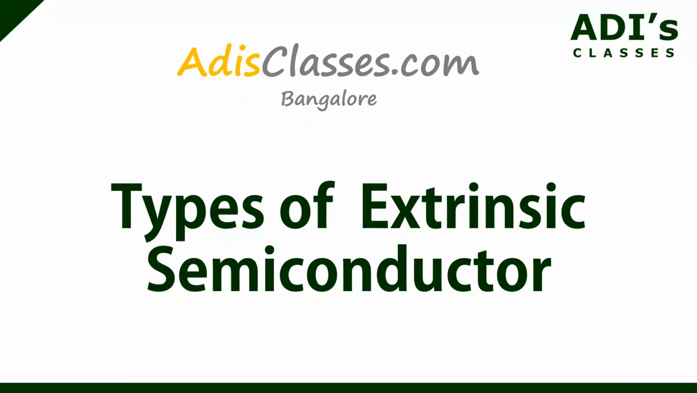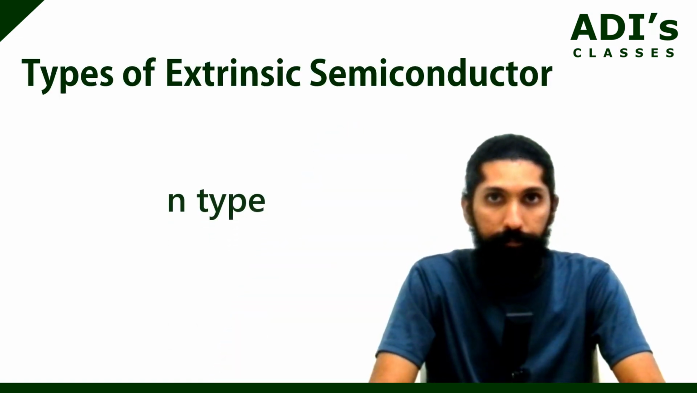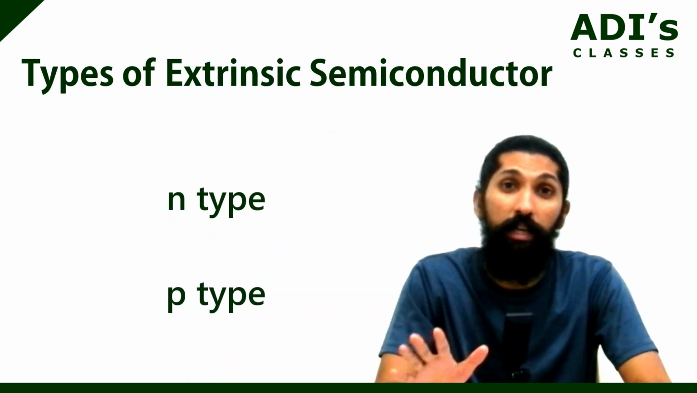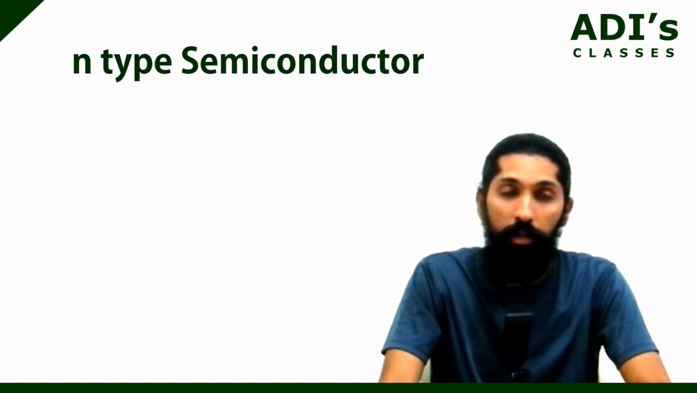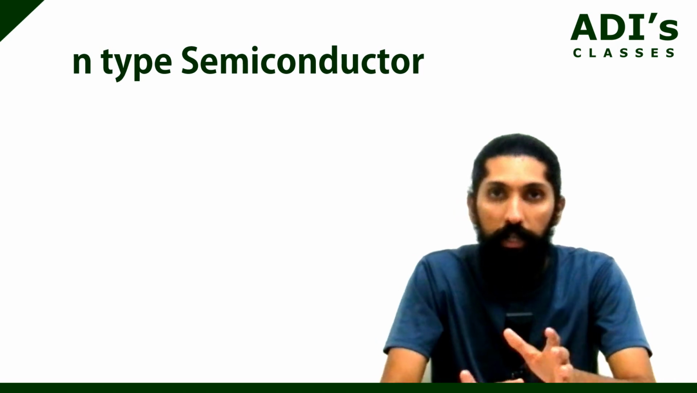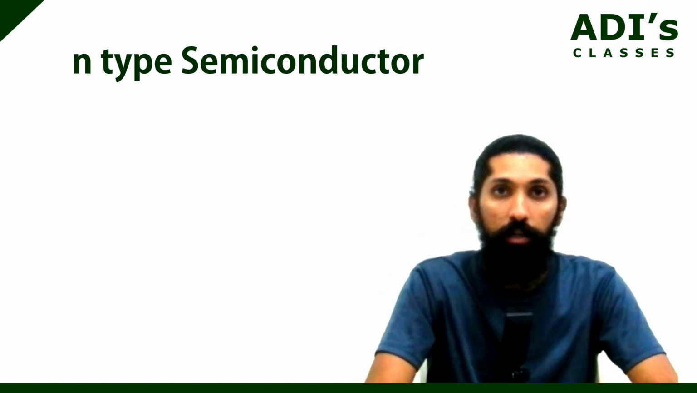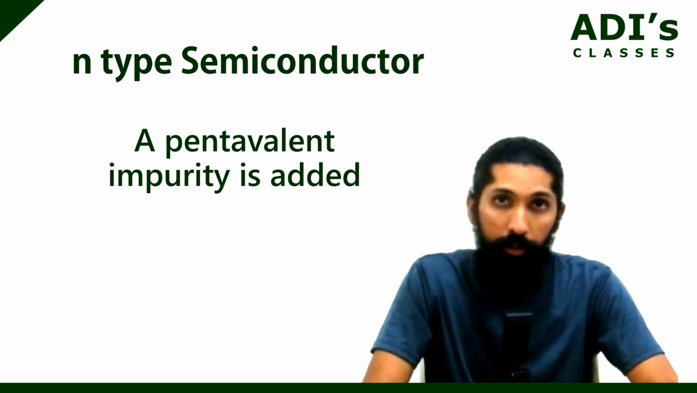In the last video, you understood what an extrinsic semiconductor is, correct? Now there are two types of extrinsic semiconductors, N-type and P-type. Let's talk about what an N-type extrinsic semiconductor is, or in short, an N-type semiconductor. In N-type, we add an impurity which is a pentavalent impurity.